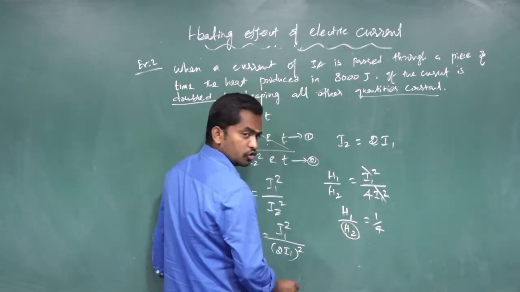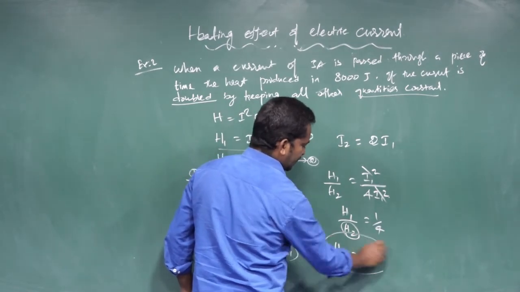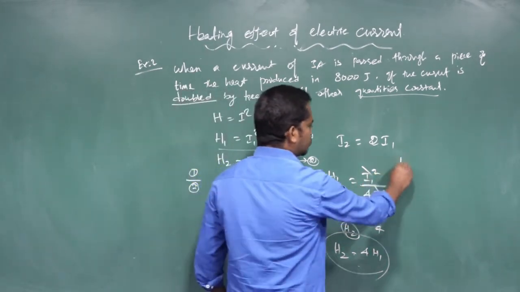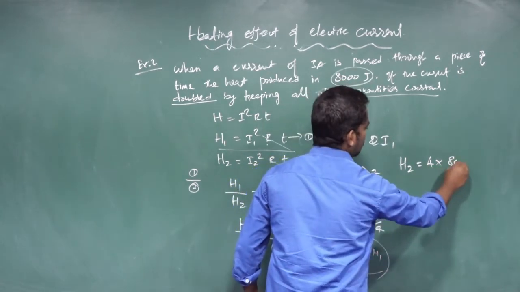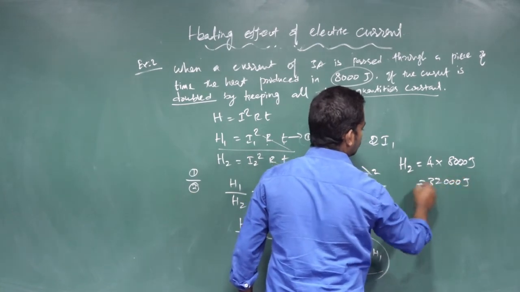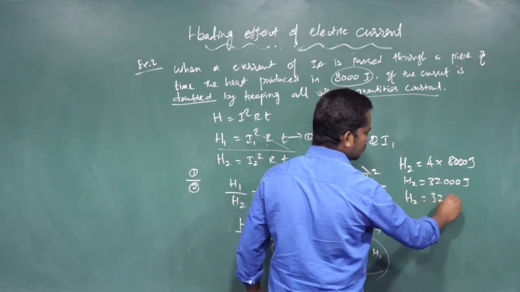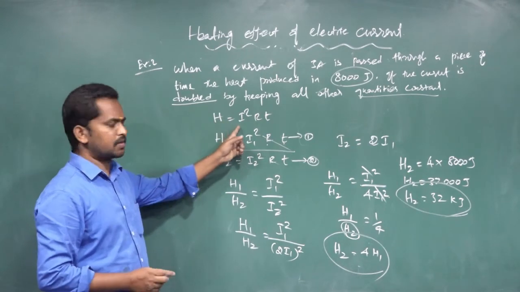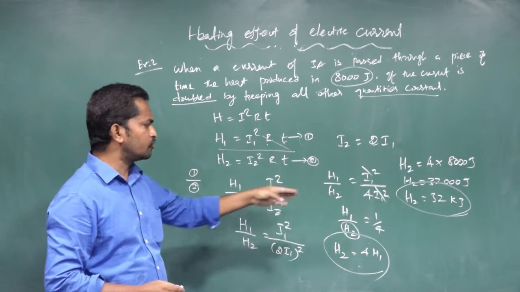I want to calculate H2. H2 is equal to 4 times H1. If current is doubled, heat energy increases 4 times. So H2 is equal to 4 into the H1 value of 8000 joule, which is 32,000 joule. H2 has increased 4 times, so H2 is equal to 32 kilojoule. Heat energy is directly proportional to the square of current, so if current is doubled, heat energy increases 4 times.